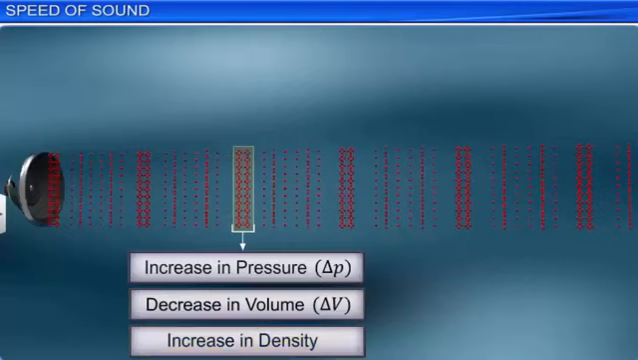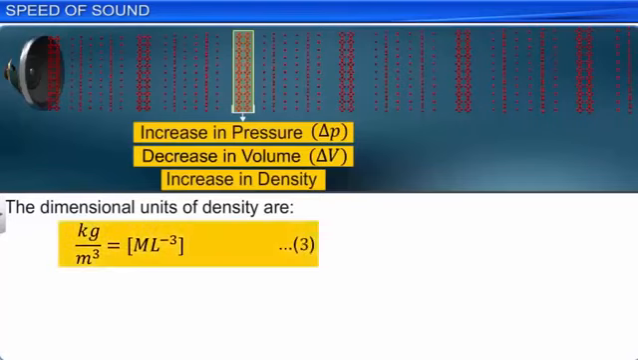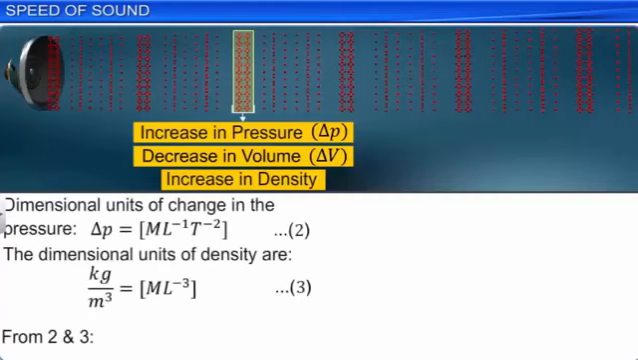Let us now find the dimensions of bulk modulus B by density rho to arrive at the dimensions of velocity V. From equations 2 and 3, we get B by rho is equal to M, L raised to the power minus 1 and T raised to the power minus 2 by M, L raised to the power minus 3. B by rho is equal to the product of L square and T raised to the power minus 2. This can be written as L into T raised to the power minus 1 whole square, which are the dimensional units of V.